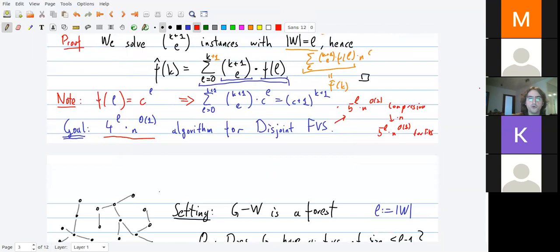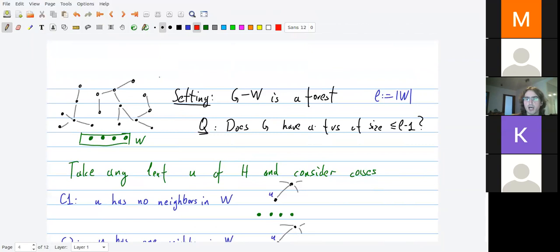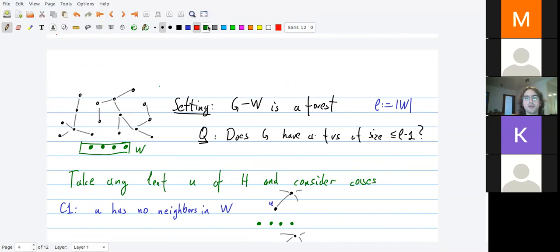Good, so the current goal is this. We want to give a 4^l algorithm for disjoint feedback vertex set. Let's recap the setting. We have the set W, which is a solution in the sense that removing W leaves the rest of the graph being a forest. This is a forest, and I will call it H. l is the size of W. And I am asking whether in this whole graph I can find a feedback vertex set that has size at most l minus 1.